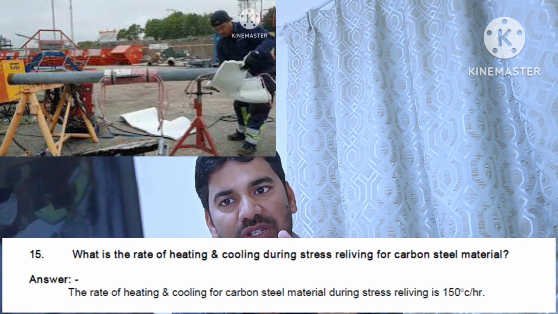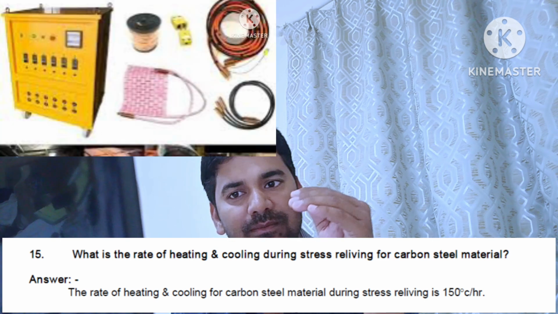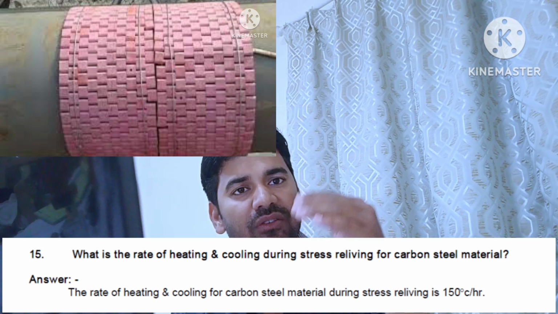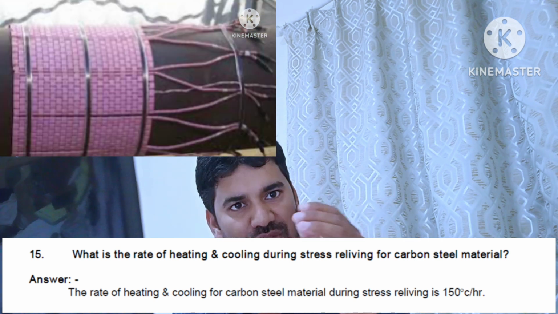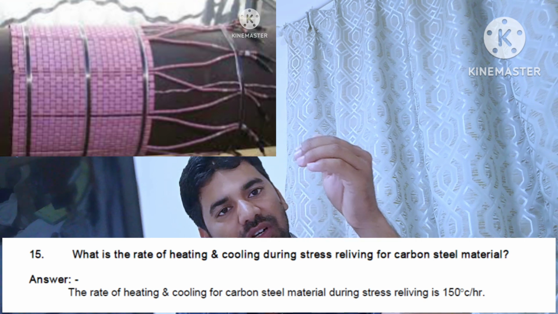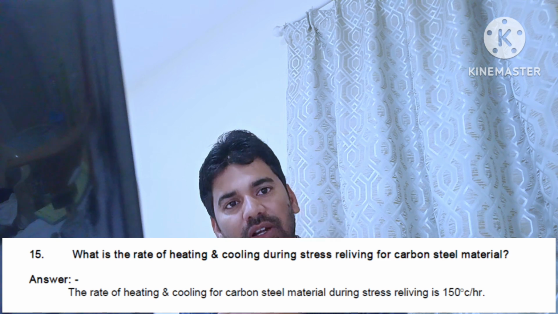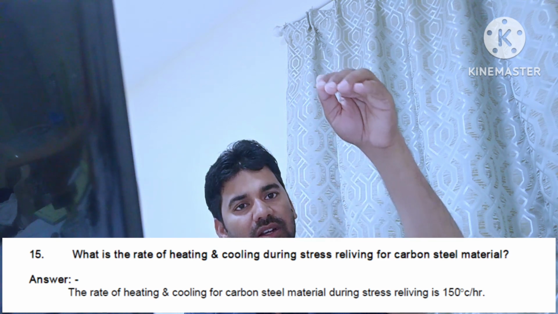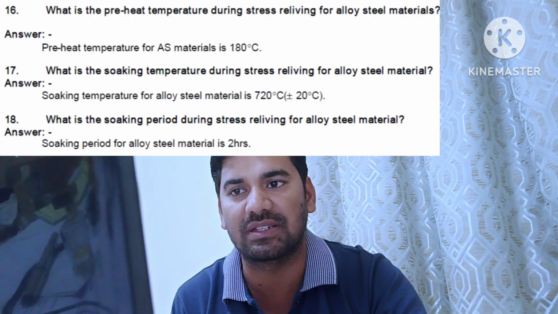First 1 hour to 150, next hour 300, next hour 450, next hour 600. Then you stay at 620 for 1 hour, then after that you come down to 0. That is the period. The soaking time is 1 hour, but you also take time to reach 620 and time to go from 620 to 0.